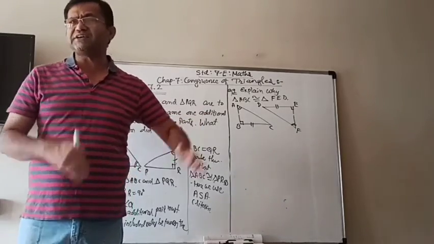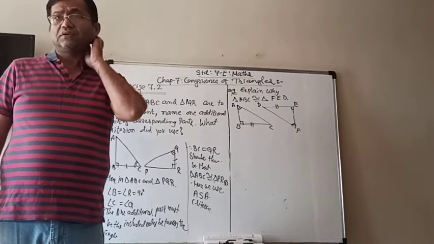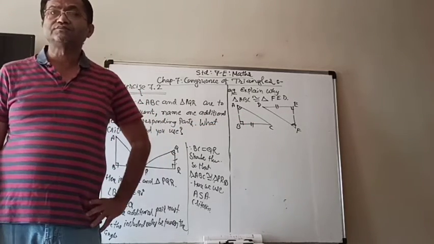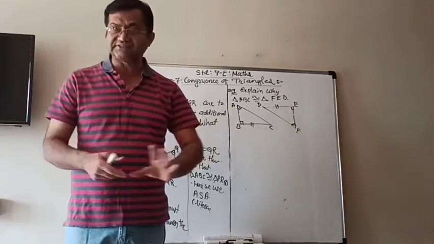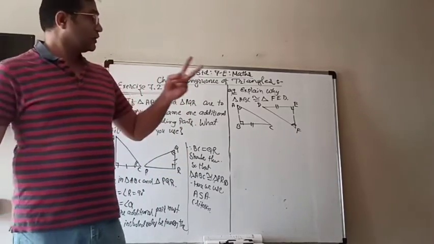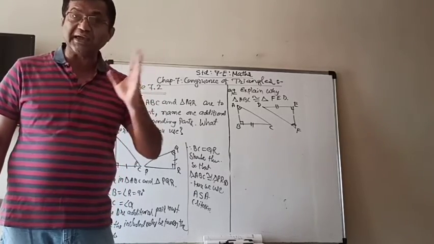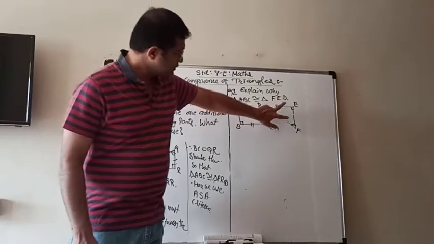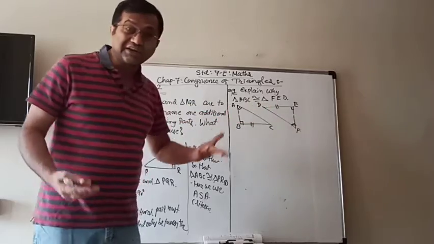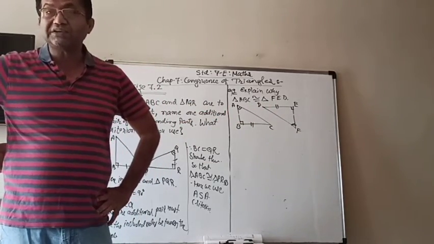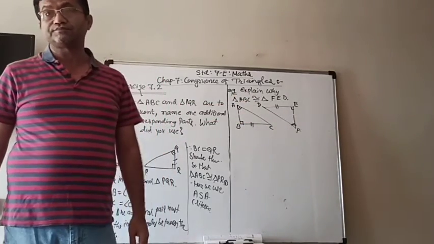Now, if you notice this figure carefully, then you cannot apply any of the rules. See, only one side is there, so you can't use SSS. Two angles and one side are there. So first you will think that ASA will be there. But for that, the included side must be there. Here, the side is not included. So now what can we do? But they said that it is congruent.